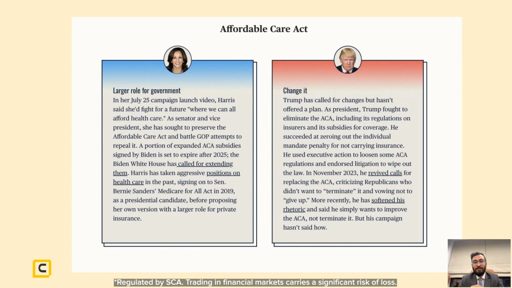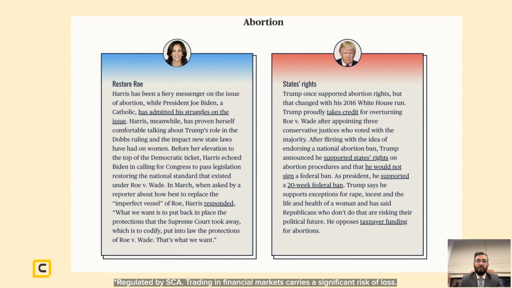In previous years, we have seen that he has tried to replace the Affordable Care Act, and he criticized his party candidates, Republicans, who didn't want to terminate it, and never gave up. So, when it comes to healthcare, Democrats believe it should be available to everyone, and they have a larger role for private insurance in this. Donald Trump also has talked about improving the Affordable Care Act and not terminating it. But as of now, his campaign has not really talked about how he is going to do it. Then comes another critical issue, which is abortion.